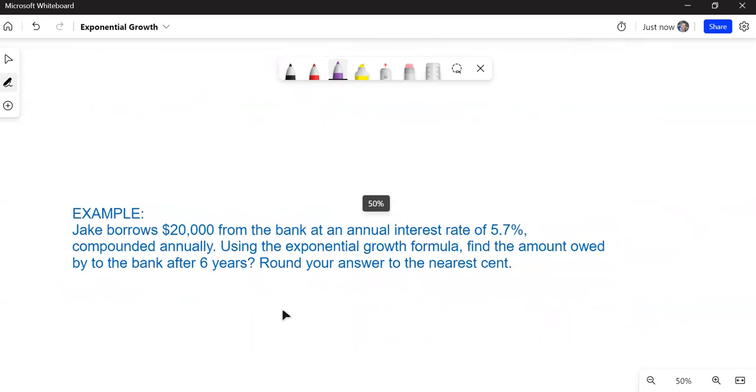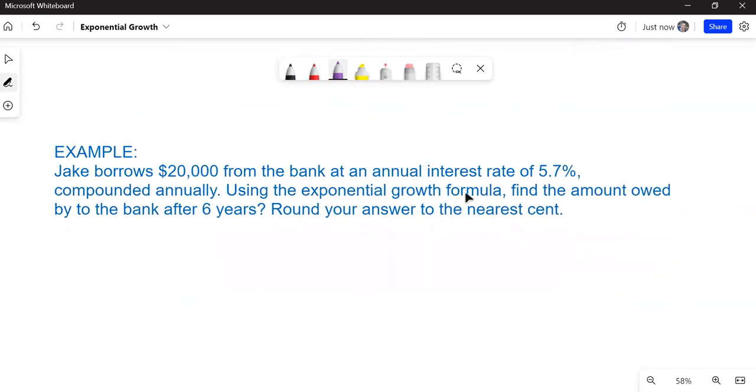Take a look at another example. You can do the same thing with money. Now, this isn't really a population in the sense of people or animals, but it's sort of the same idea, that your money is growing in the same fashion. Your money is getting populated. So in this example, Jake borrows $20,000 from the bank at an annual interest rate of 5.7%. That is our growth rate. Well, in this case, it's the growth rate of his debt, so that's not necessarily a good thing. If we convert that by dividing by 100, we will find that r equals 0.057.